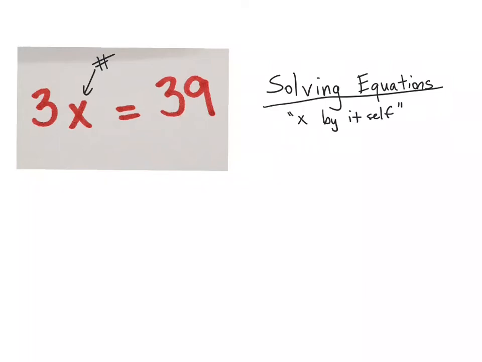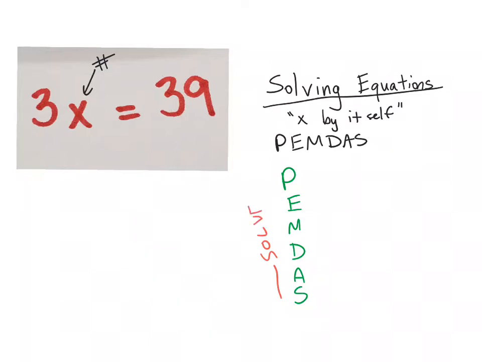Now, the best way to do that is going to be PEMDAS in reverse. That's pretty much going to make your life a little bit easier. So here's usually what I do. I usually write it out vertically, because that's normally what we do. And when I want to solve, I'm going to work up.